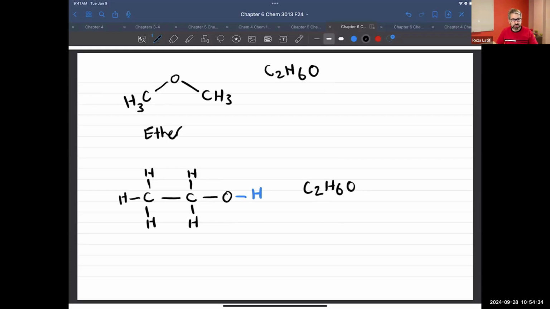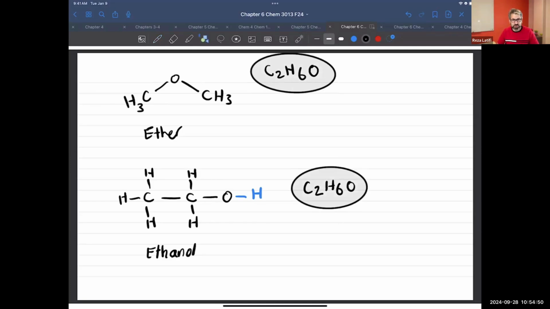What's the relationship between these two? The top one is an ether. The second one is an alcohol, ethanol. We have two compounds that have exactly the same formula, so their molecular formula is the same. The only difference between them is the connectivity.